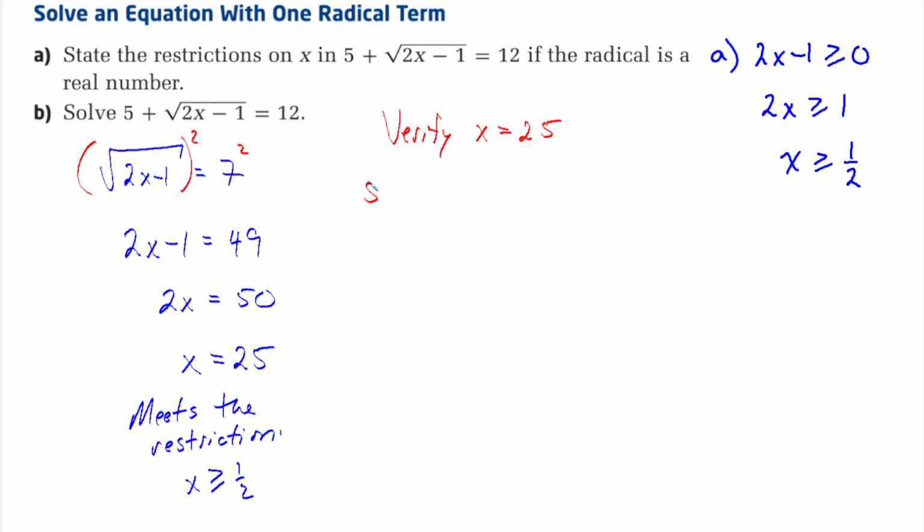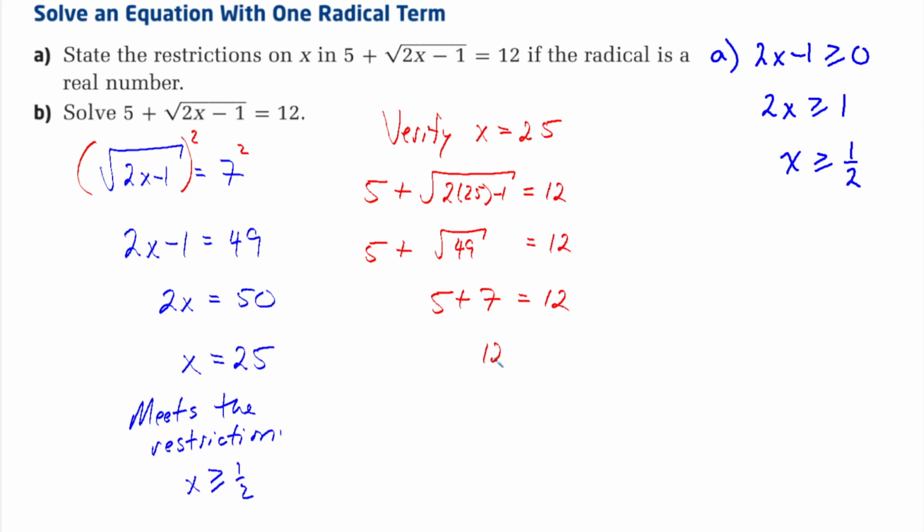So we're checking to see if 5 plus the square root of 2 times 25 minus 1 equals 12. Nothing terribly interesting on the right-hand side. On the left-hand side, we work in the brackets. It's 5 plus the square root of, 2 times 25 is 50, minus 1 is 49. So 5 plus the square root of 49 is 12. The square root of 49, if we just think the positive root, is 7. 5 plus 7 equals 12, and 12 equals 12. So our verify has worked, and our solution is x equals 25.